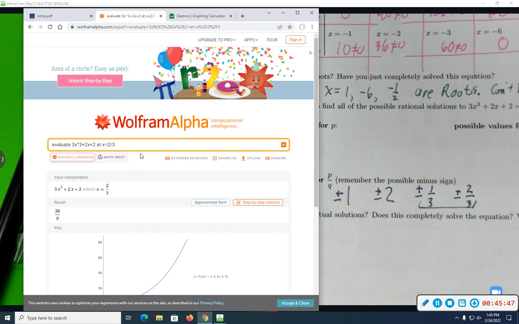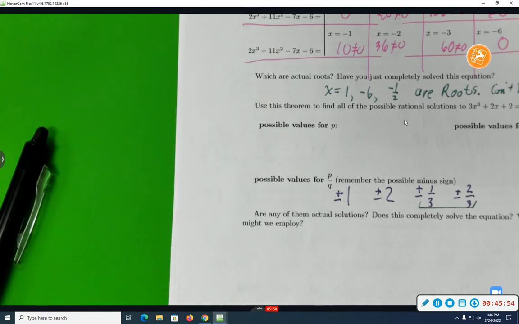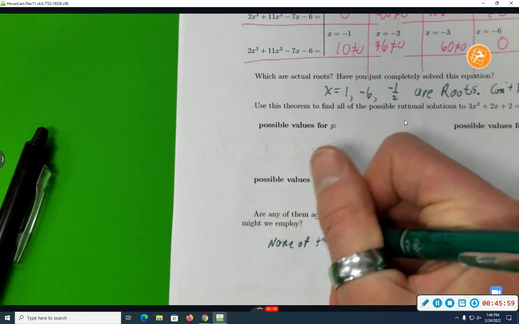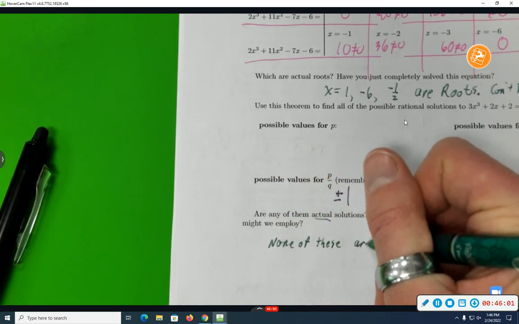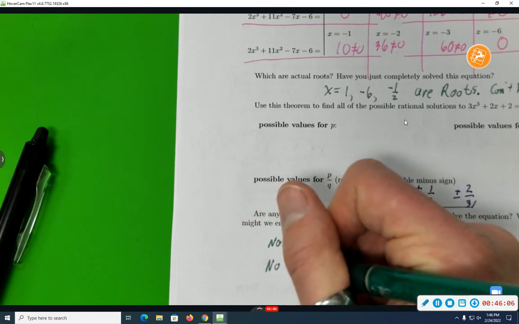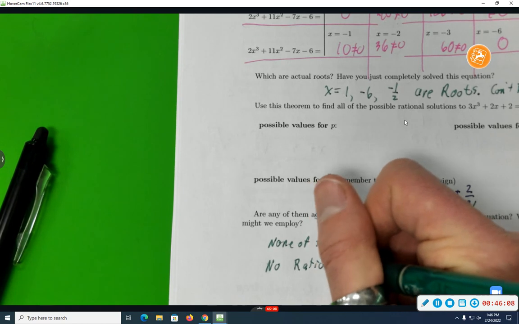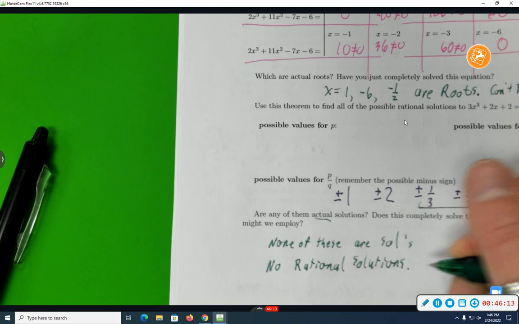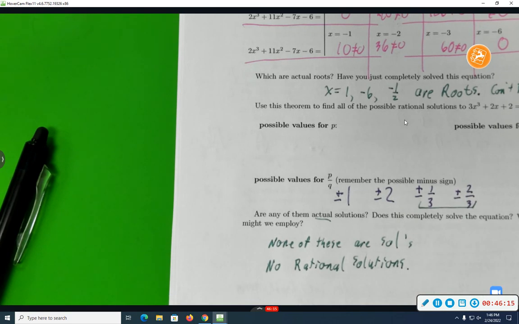No. So what conclusion can you make? No actual solution. So you picked up on that one, actually. None of these are solutions. So one conclusion you can make is this has no rational solutions. Any solution that this polynomial equation has must be irrational, because those were all of the possibilities to be rational solutions and none of them work.